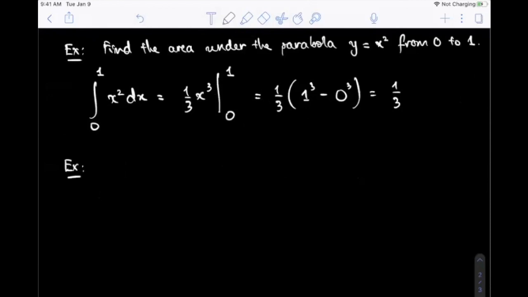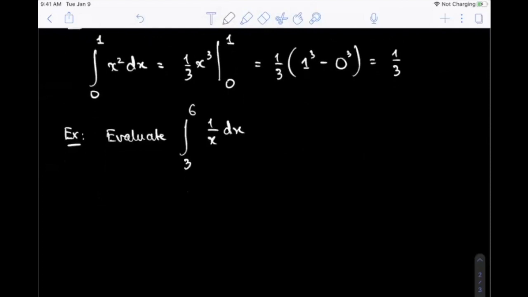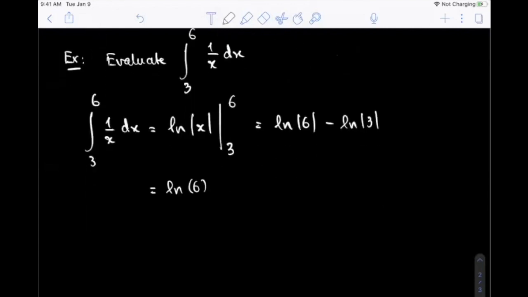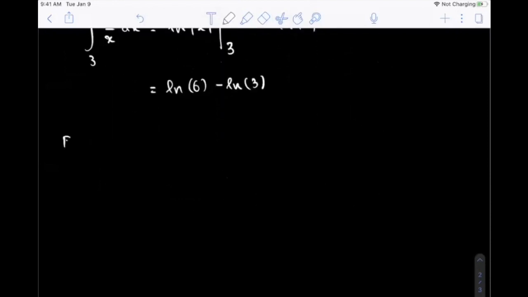The next problem, I'd like you to evaluate the definite integral from 3 to 6 of 1 over x dx. So for this integral, what is the antiderivative of 1 over x? It's ln of the absolute value of x. So if you evaluate this at 3 and 6, you get ln of the absolute value of 6 minus ln of the absolute value of 3. But 6 and 3 are positive constants, so you can drop the absolute value. So you have ln of 6 minus ln of 3. Let me move on to the next example.